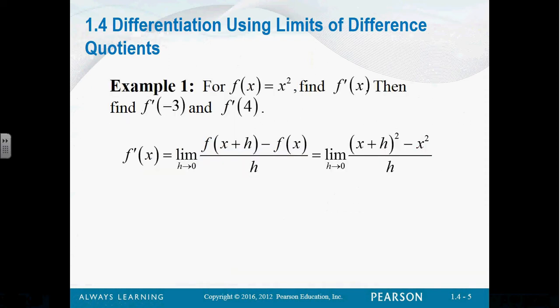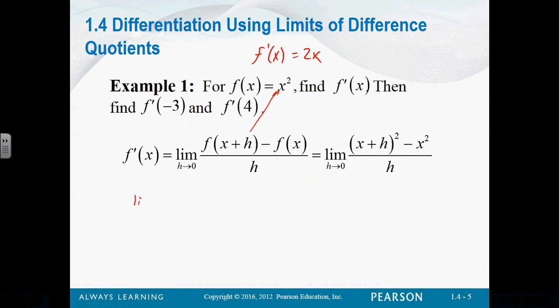Okay? So let's take, for example, f of x is x squared. We want to find the derivative of f of x. What is the derivative of f of x? 2x. So we know f prime is 2x. So we're going to use that to check our answer. So we want to take the limit of the difference quotient. So we're going to take x plus h and plug it into x squared, we get x plus h squared minus f of x, which is x squared.